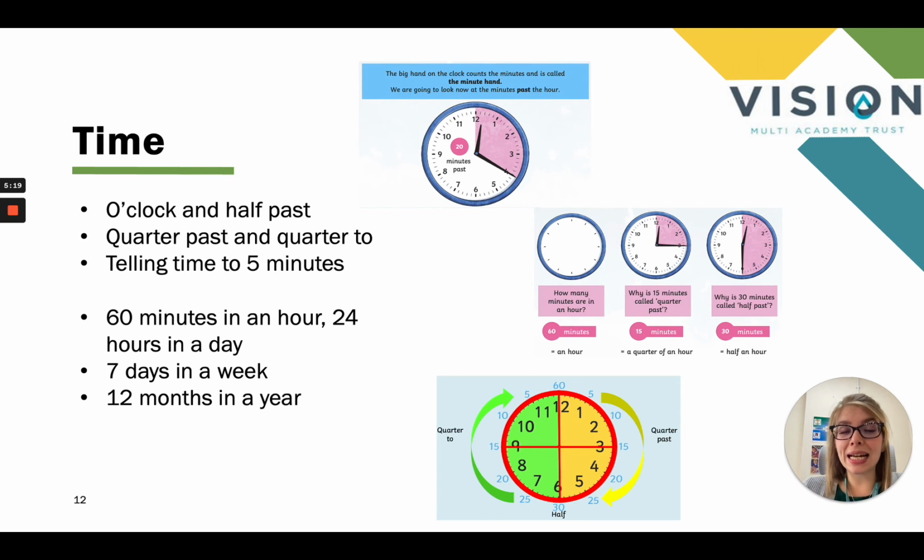Looking at time, previously it was looking at the hour and half past, so we're still looking at o'clock and half past. We're going to be reaffirming that in Year 2, but we're now introducing quarter past and quarter to, as well as telling the time in 5-minute intervals. And it's important by now that children know that there's 60 minutes in an hour, 24 hours in a day, 7 days in a week, and 12 months in a year. And it's just constantly building upon the previous year group.